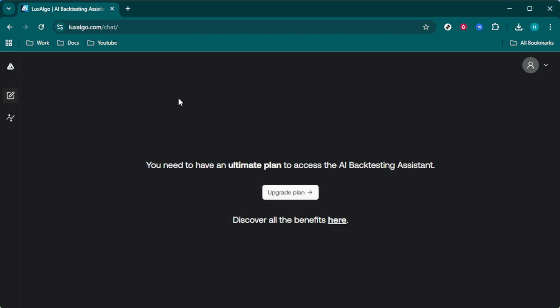By integrating AI with your trading strategies on TradingView, you're equipping yourself with a powerful ally in the quest for financial markets success. Enjoy the journey of exploring these new capabilities and watch how they can transform your trading experience.